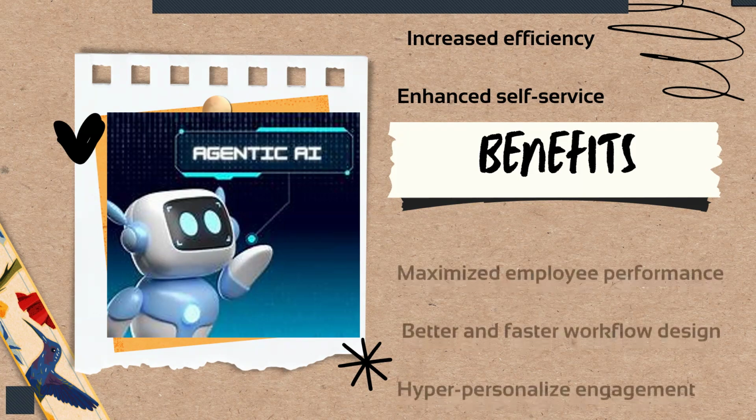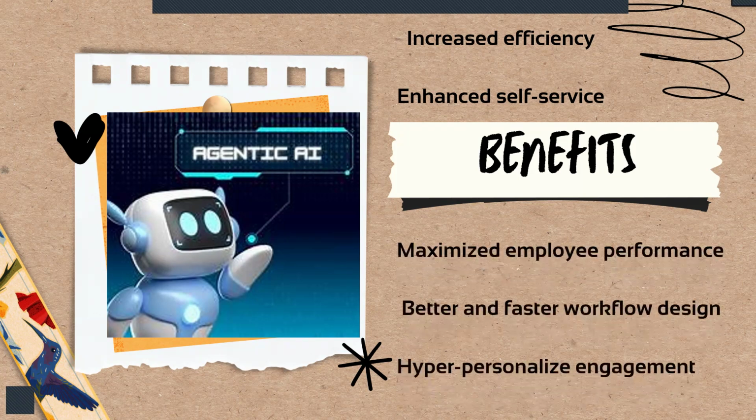Next comes maximized employee performance. Here, by understanding different situations, whether simple or complex, these AI agents will guide employees or the person who is working with the next step, so that they can advance their assignments based on the policies and practices.